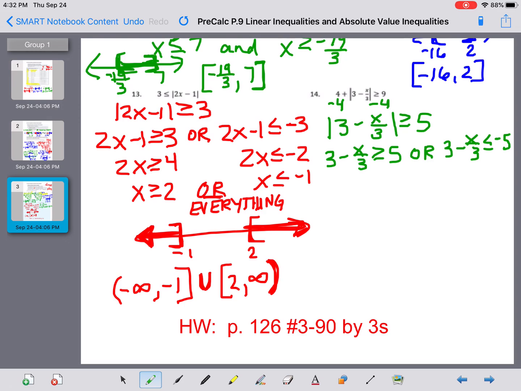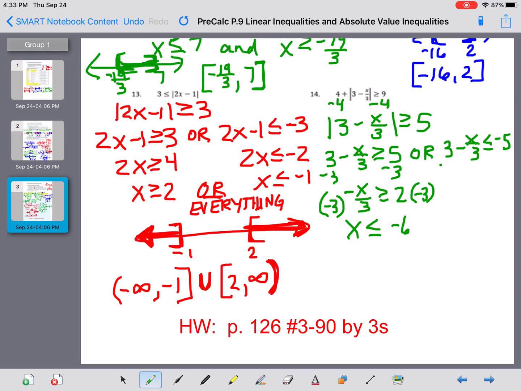So, working to get x by itself, subtracting 3 first. Negative x over 3 is greater than or equal to 2. To get rid of my negative and my 3, I can multiply both sides by negative 3. So I get x, and I get negative 6. I multiplied by a negative. I must flip the sign and make it less than or equal to. Remember, the equal to is there no matter what, but it's the greater than or the less than that flips.